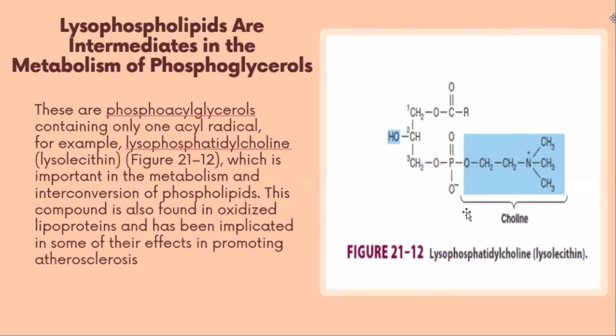Lysophospholipids are intermediates in the metabolism of phosphoglycerols or your lysolecithin. These are phosphoacyl glycerols containing only one acyl radical. An example of this is your lysophosphatidylcholine or your lysolecithin, which is important in the metabolism and interconversion of phospholipids. This compound is also found in oxidized lipoproteins and has been implicated in some of their effects in promoting atherosclerosis.